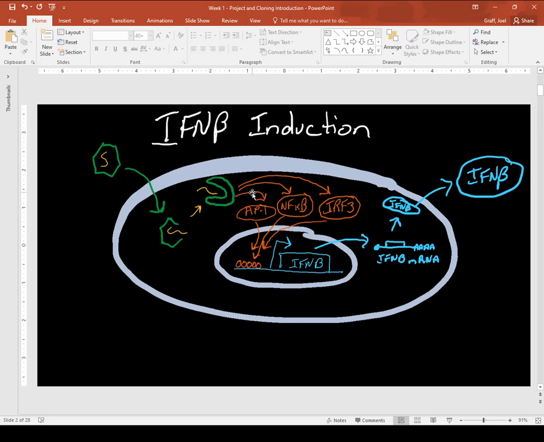I'm leaving out a lot of the steps of the pathways here, but the end result of a pattern recognition receptor being activated is that signaling downstream ends up causing the activation of three families of transcription factors. One is the AP1, another is NF-kappa B, and the third is the interferon regulatory factor family. In this case, I'm pointing out IRF3.